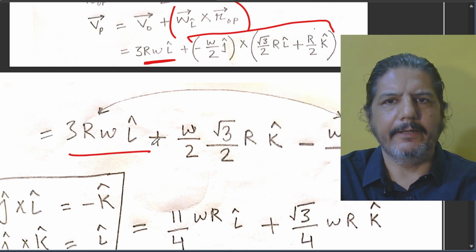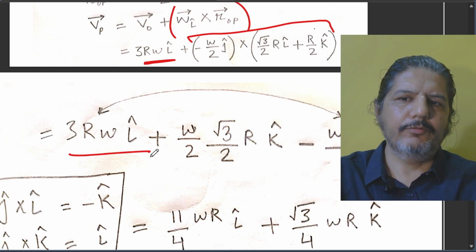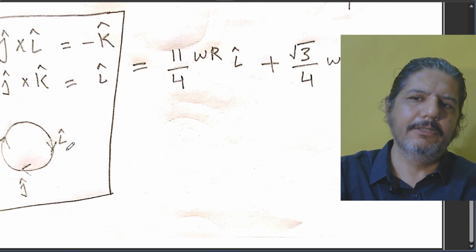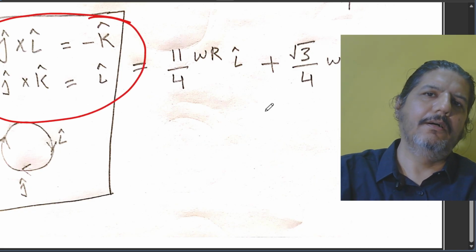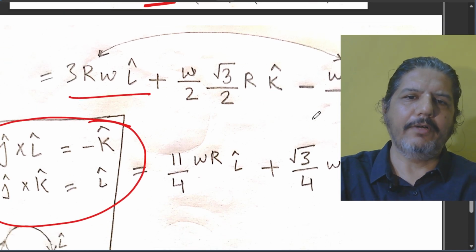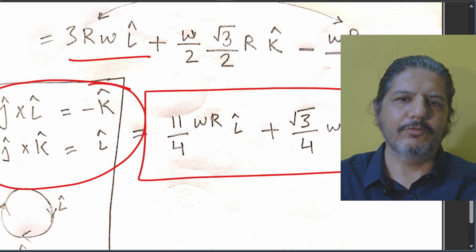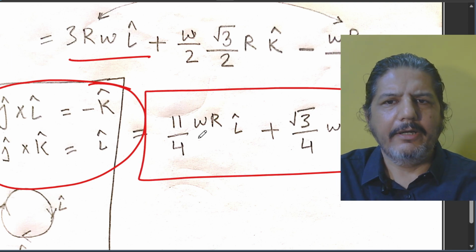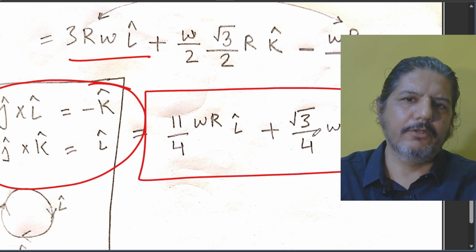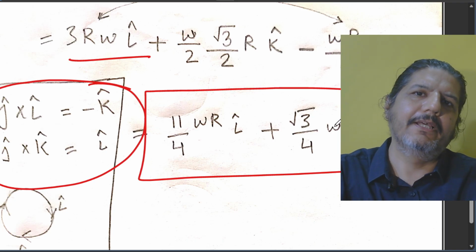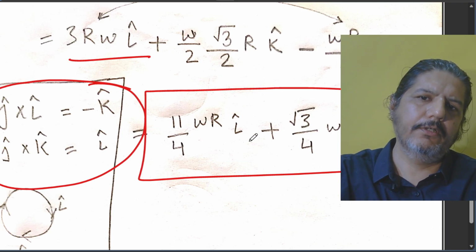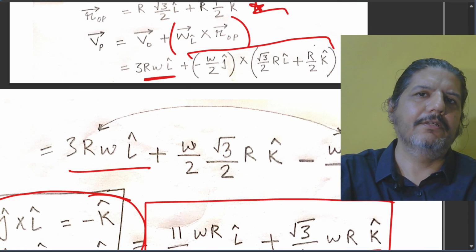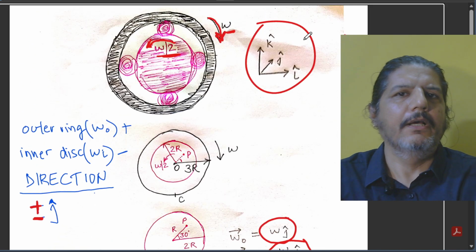This is 3 omega I, j into I. Then you have to apply the cross products. So finally, this will be the final answer. So my final answer would be 11 by 4 omega r I plus root 3 by 4 omega r k. This is my final answer. It is in the ik plane, which is the given plane. So this is my answer.